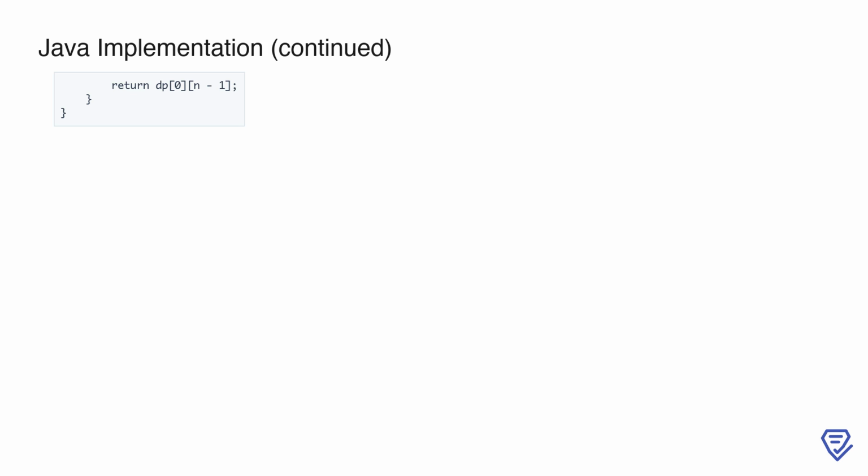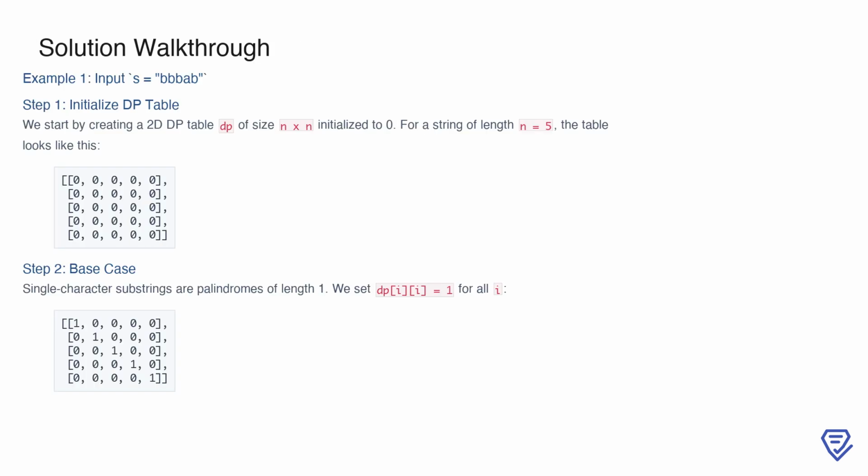for moderate-sized inputs. To solve the problem of finding the longest palindromic subsequence, we start by initializing a 2D dynamic programming table, or DP table, with dimensions based on the length of the input string. For the example input s equals bab, the string length is 5, so we create a 5x5 table initially filled with zeros. This table will help us systematically store the lengths of palindromic subsequences for different substrings.